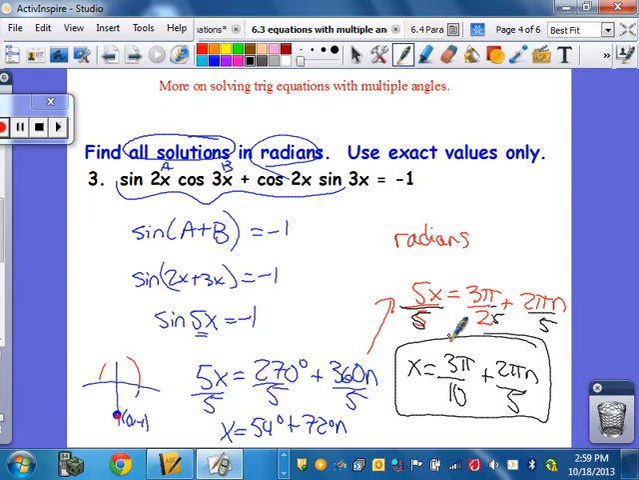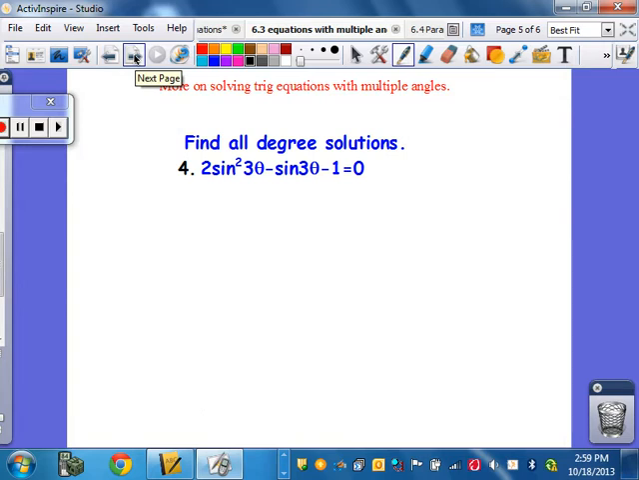Okay? So instead of actually listing them all out, you can just simply do them all but with that letter in there, or that variable. So there's another example, and don't worry, we will practice plenty more of these as we work on these in class. Last one. Okay, 2 sine squared, triple angle, minus sine of the triple angle, minus 1 equals 0, okay?